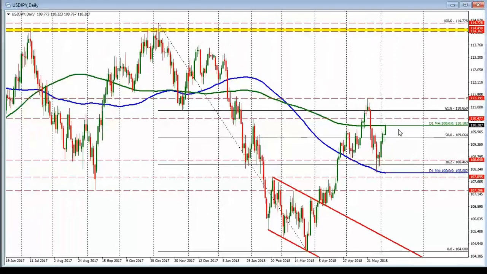So the bulls are trying to keep control, but they are respecting the 200-day moving average. We'll see if we can break above that level in trading as we speak or into the new day.